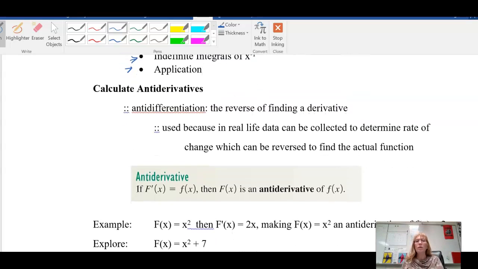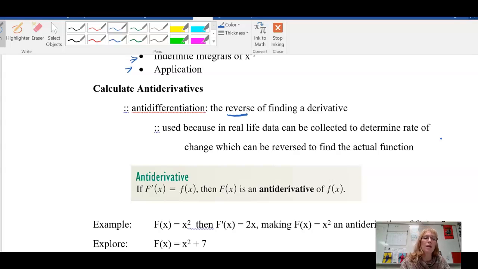Okay, an antiderivative is the reverse or the opposite of a derivative. That's how I think of it. In real life, a lot of times you'll be given where you fall and then you have to calculate how to get back to where you've gone. So I know where I ended up, but how did I get there? And that's what an antiderivative does for us.